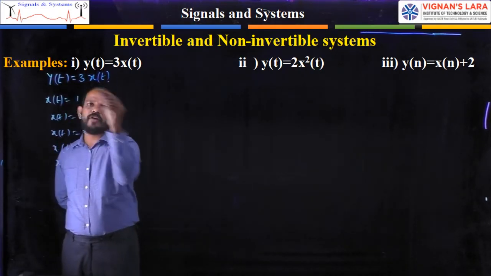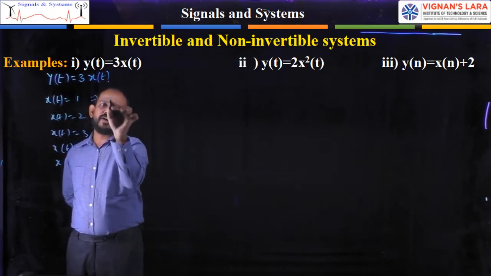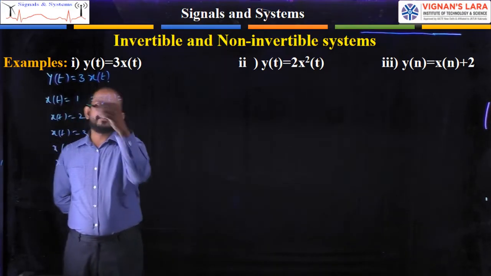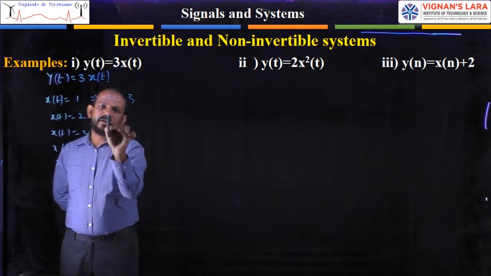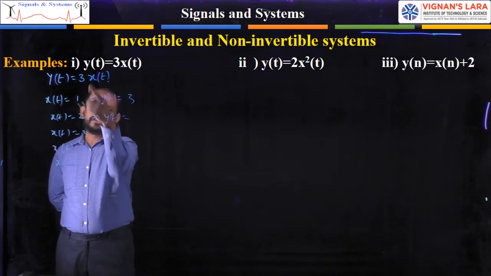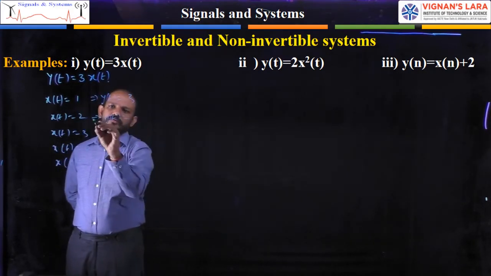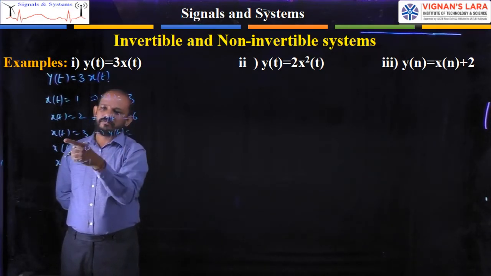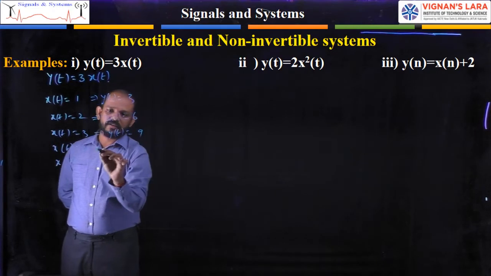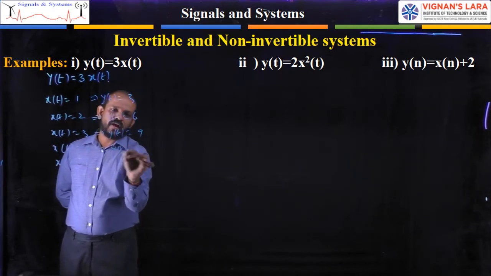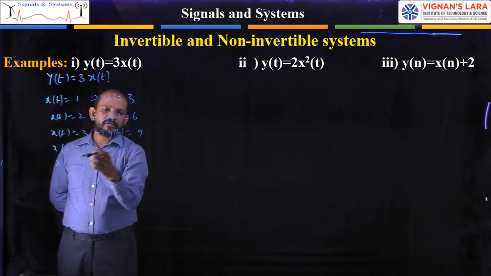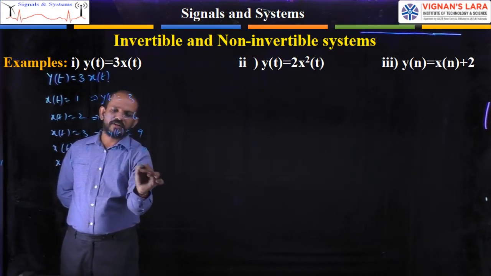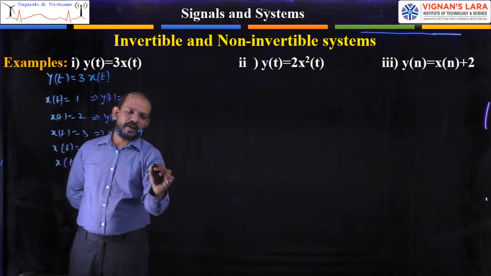You can take any values, n number of values. So what is y of t for this one? It implies y of t equal to, 3 into 1, 3. What is y of t here? 3 into 2, 6. Y of t, 3 into 3, 9. Y of t, 3 into 0, 0. Y of t, 3 into -1, -3.